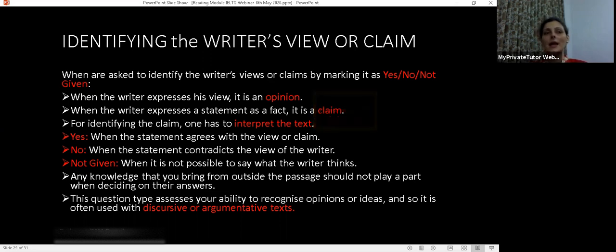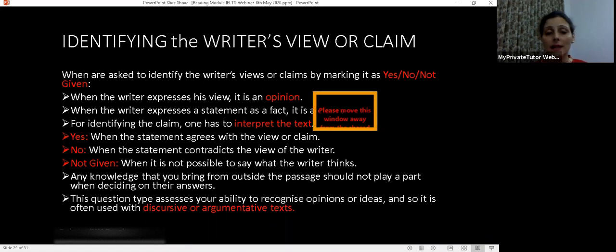When the writer is expressing his or her idea in the passage, that is known as opinion. When the writer expresses a statement as a fact, it is a claim. This is the meaning of these two words. View: the writer expresses his own idea. This is the opinion or a view. Claim: when the writer expresses a statement as a fact, he's claiming that. They're giving the statement with proof, with some figure, that something has happened somewhere; that is claiming. So you have to be very sure whether it's a view or a claim.